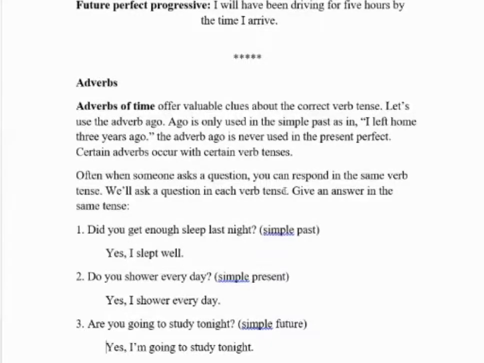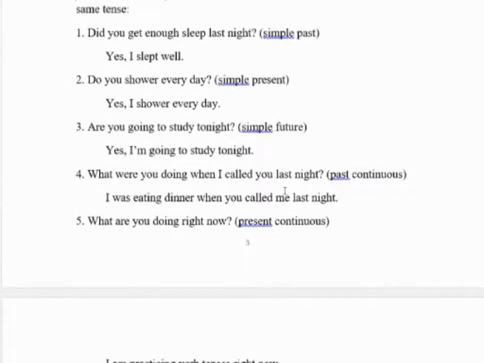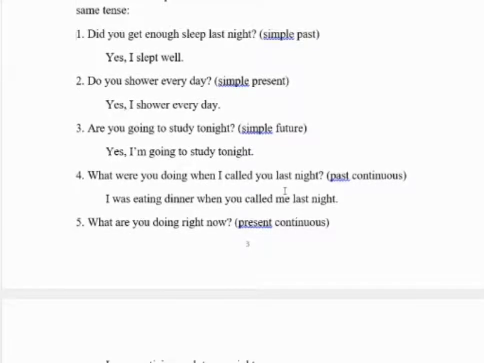So we have an exercise for you, and this exercise is also important in the exam. You might get the same question in the exam. So pay attention. You have a question: Did you get enough sleep last night? And then between brackets you have simple past. So you have to use simple past in the answer. So: yes, I slept well. The verb slept is the irregular form of the verb sleep. I slept well. So I used the simple past.